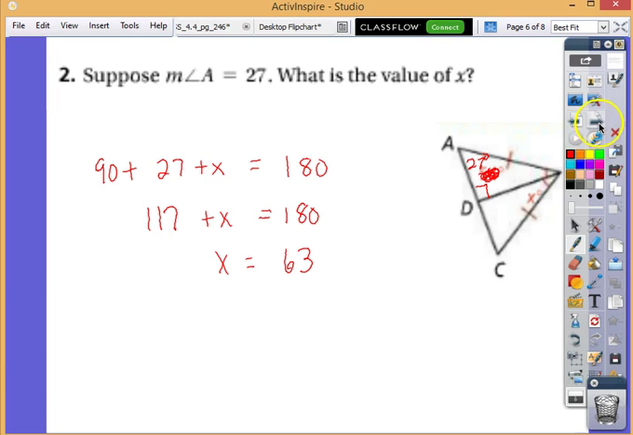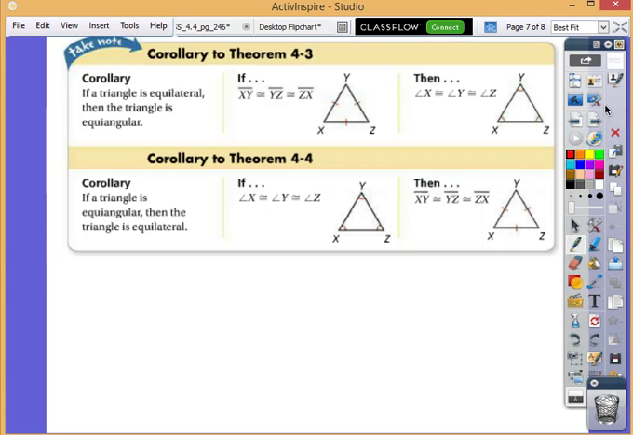But wait, that's not all. There's more. There is a corollary to the theorem that we just talked about. If a triangle is an equilateral triangle, then the triangle is equiangular. That means if all the sides have the same length, then all the angles will have the same measure as well.